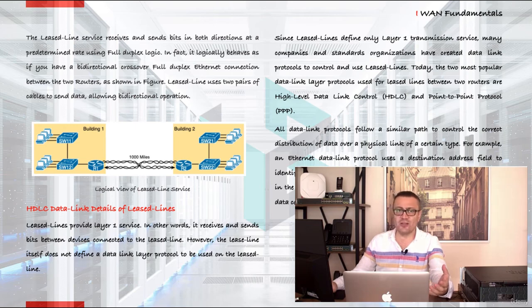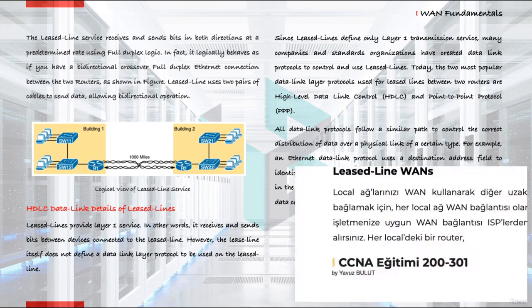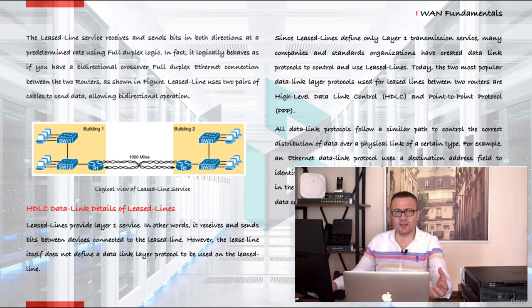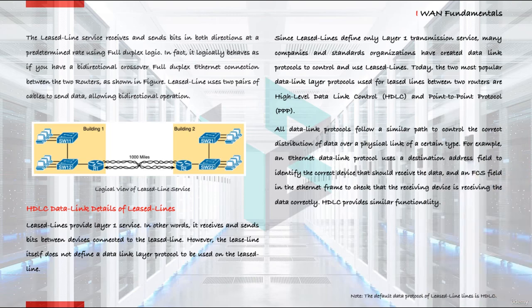You can provide this service using phone lines. You provide the connection by putting a modem between 2 locations. These modems usually have serial interfaces, and we use lease lines by connecting these interfaces to your router. Lease lines are a technology that serves us at layer 1, meaning it does the job of transporting bits.